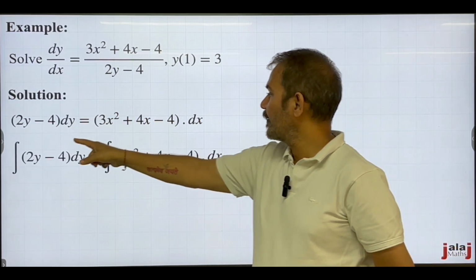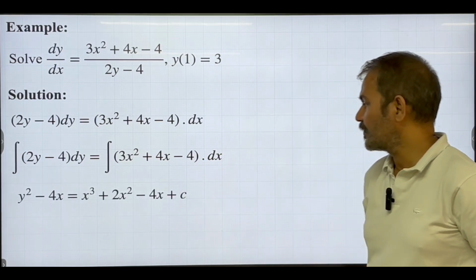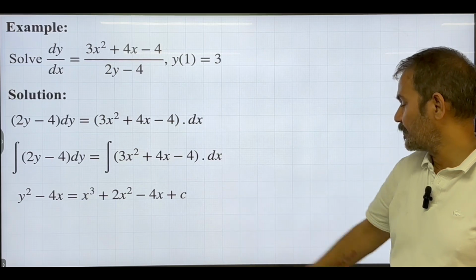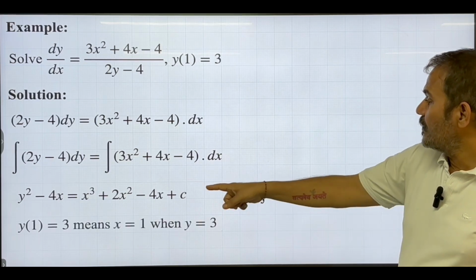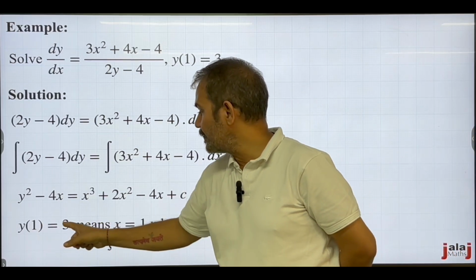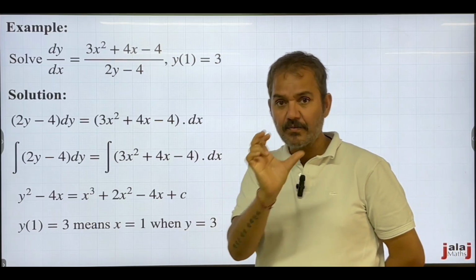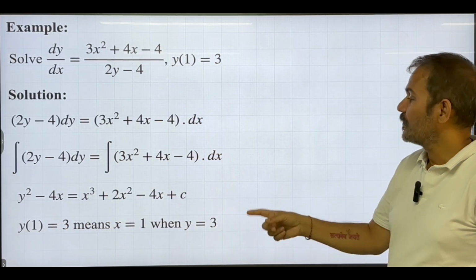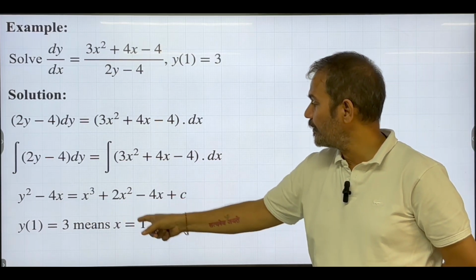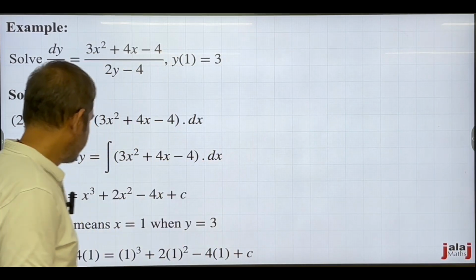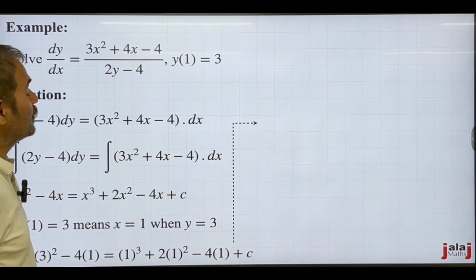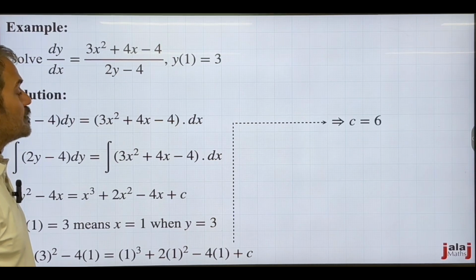Integrating both sides, this is how it looks: y squared minus 4y equals x cubed minus 2x squared minus 4x plus c. Now, when x is equal to 1, y is equal to 3. When they write y(1) is equal to 3, it means the value of y is 3 when x is equal to 1. So just plug in these values here. This gives you 3 squared minus 4 times 1 and so on and so forth. So the value of c will be 6.